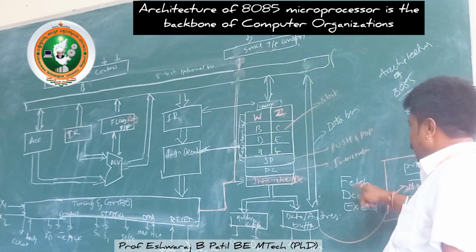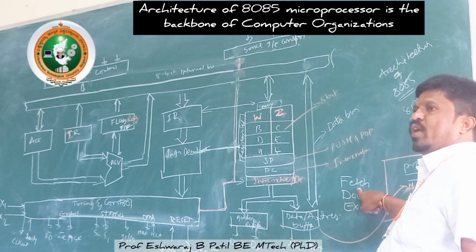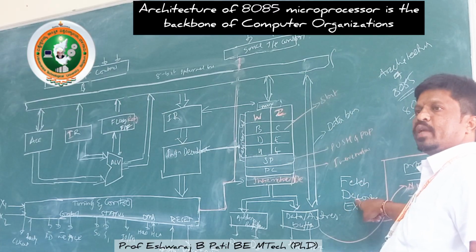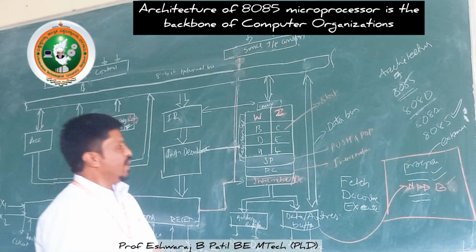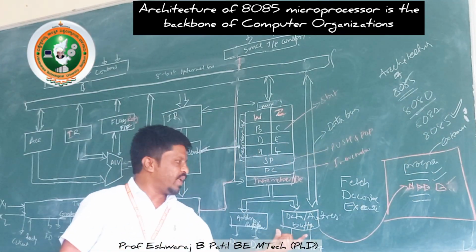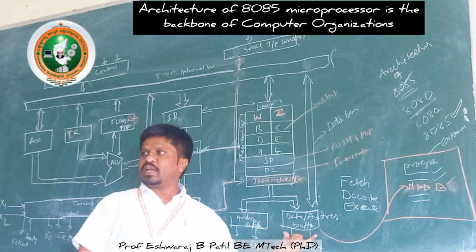It has to go through three stages. One is the fetch, second one is the decode, third one is the execute. First it will fetch the instruction ADD B. Where will it come exactly? ADD B comes in the data address.